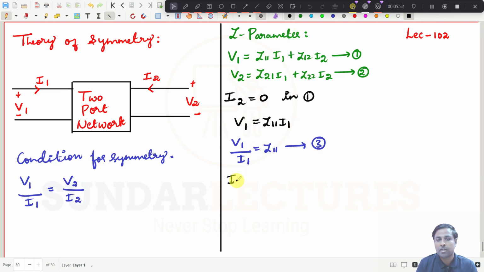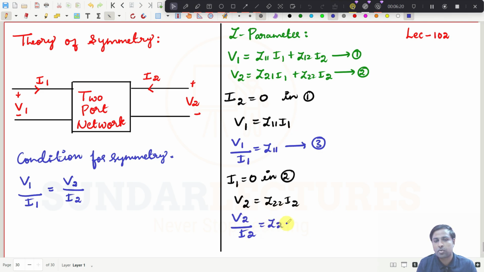So put I1 equal to 0 in equation number 2. Straight away I will get it again. What you will get here, if you do so in equation number 2, this I1 term will go off. So you will get V2 equal to Z22 I2. So I can write V2 by I2 equal to Z22. This is equation number 4.